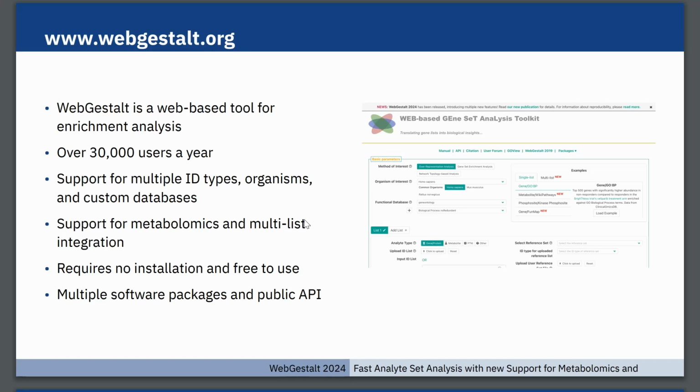And we also require no installation. Obviously, this is a website, but for people who are more technologically inclined, who would like to automate this process, we have multiple software packages and also public APIs. So if you have a website, you can also redirect to our website and automatically populate all the fields, and then you can allow the user to specify, if they're not interested in pathway enrichment, to look at the options that we have.